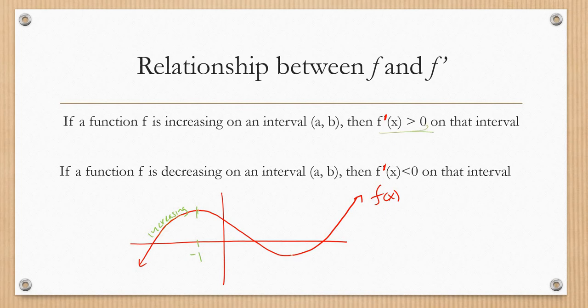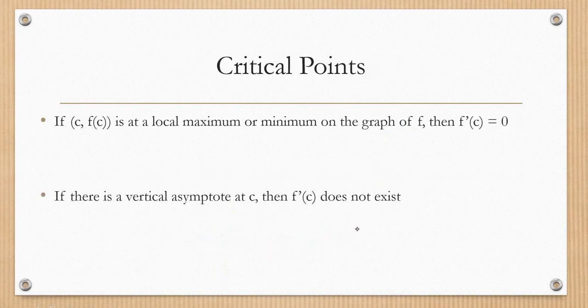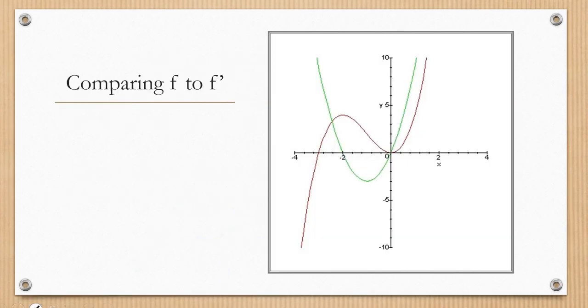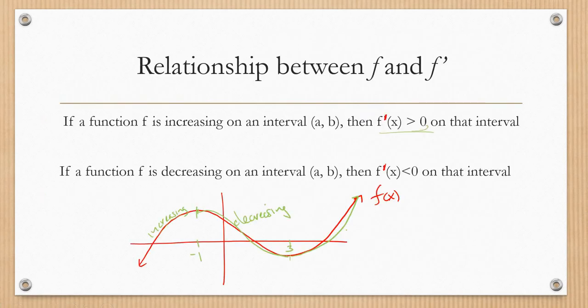From 1 to, let's say, this is 3, this function is decreasing. Since it's decreasing, my derivative will be negative over that interval. And then from 3 to infinity, it is increasing again. It's increasing here. So again, the derivative at that point will be positive.